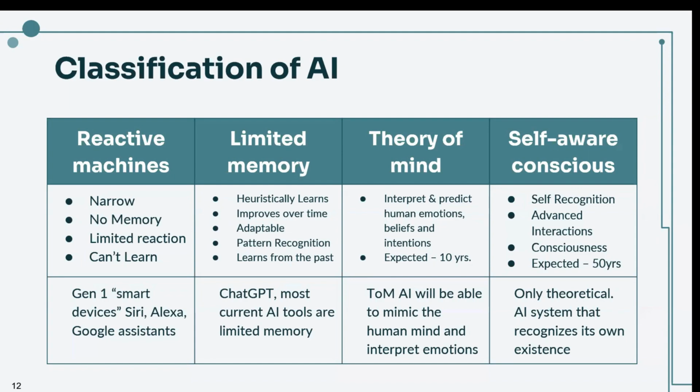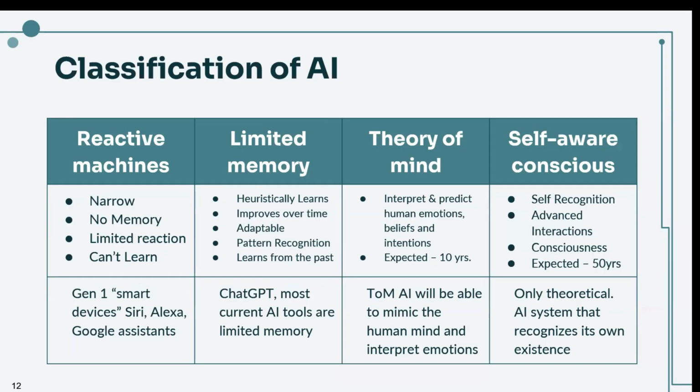Now we are smack dab on the far end of limited memory, where our machines are learning heuristically through historical experiences. The machines improve over time based off of our interactions with it and its interactions with us. It's adaptable. It does pattern recognition, and most importantly, again, it learns from past experiences. That's going to be your ChatGPT.